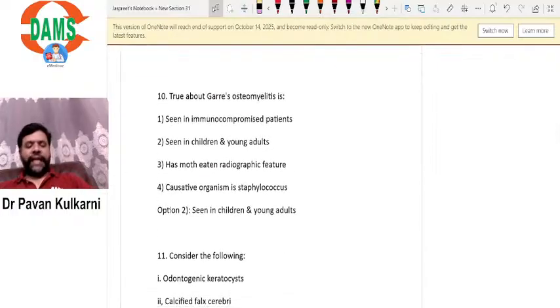Now let us move on to the 10th question. True about Garre's osteomyelitis. So first of all, what is Garre's osteomyelitis? Let us understand. It's a type of osteomyelitis, all of us know. It is also known as chronic osteomyelitis with peripheral periostitis.